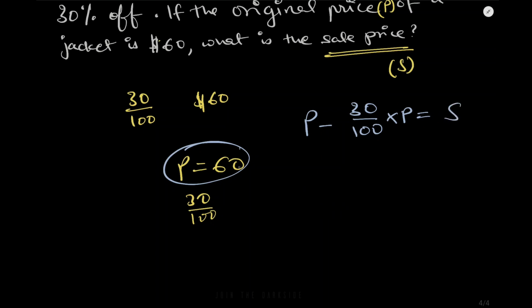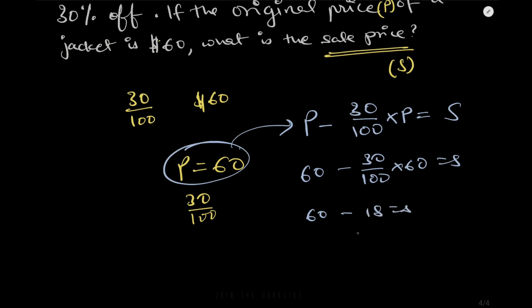Now we substitute this P here, so it will be 60 minus 30 upon 100 into 60, which is equal to S. So from here you can find out what it is. So 60 minus 18, which is equal to S, and 60 minus 18 is what, 42, right? Yeah. So S is $42. That's how you get the answer.